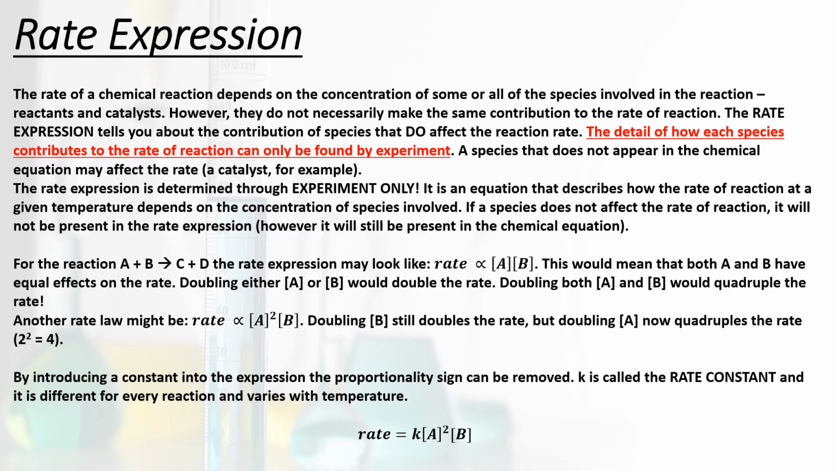Now, by introducing a constant into the expression, the proportionality sign can be removed. So we can go from the rate is proportional to, to the rate is equal to. And this allows us to get something called the rate constant. The rate constant is different for every reaction, and it varies with temperature, because obviously the rate of reaction varies with temperature. And so our rate law, for example in that second example, would become that the rate is equal to k[A]^2[B].